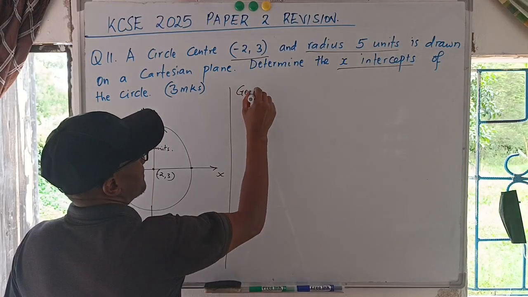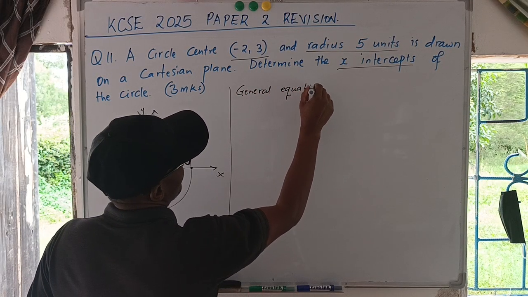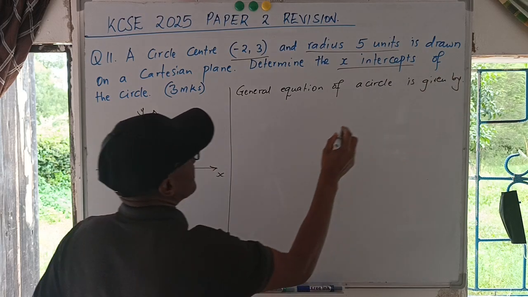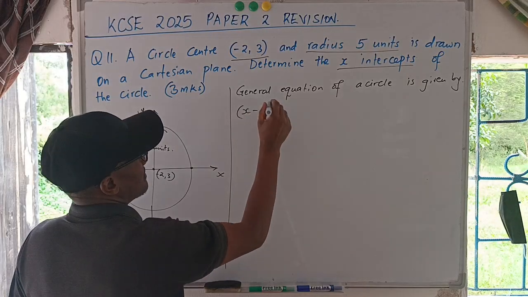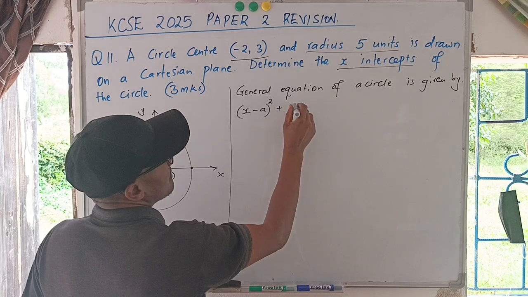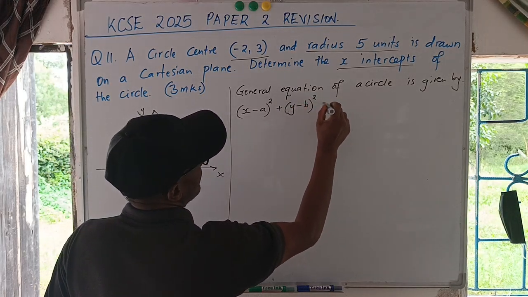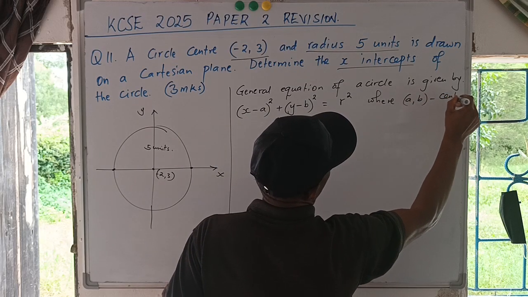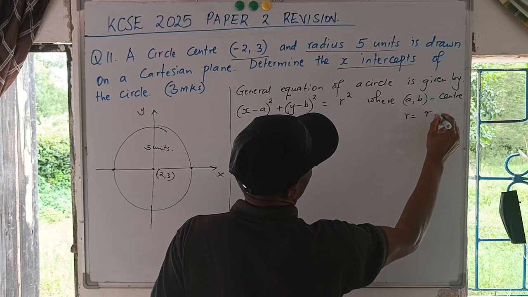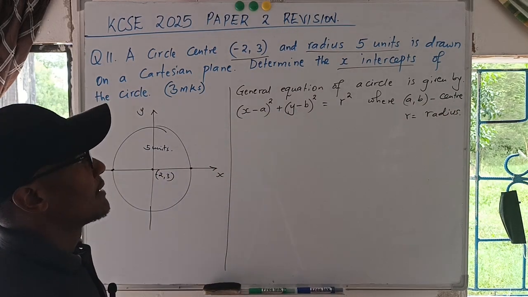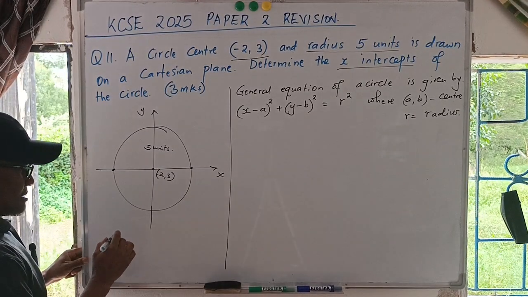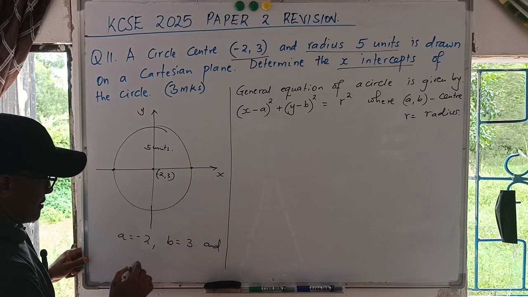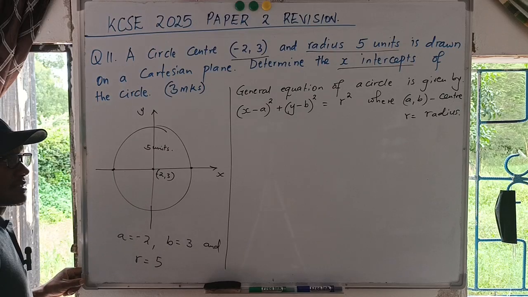The general equation of a circle is given by (x minus a) squared plus (y minus b) squared is equal to r squared, where (a, b) is the center and r is the radius. In our case here, a is equal to -2, b is equal to 3, and r is equal to 5 units as given in the question.